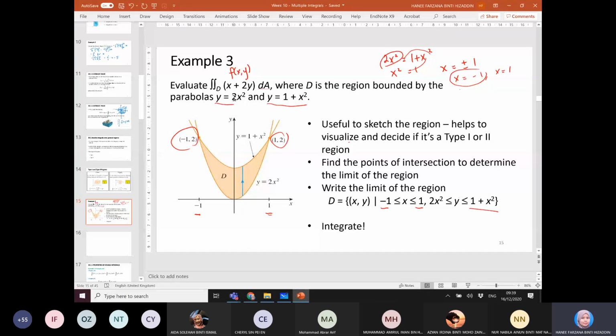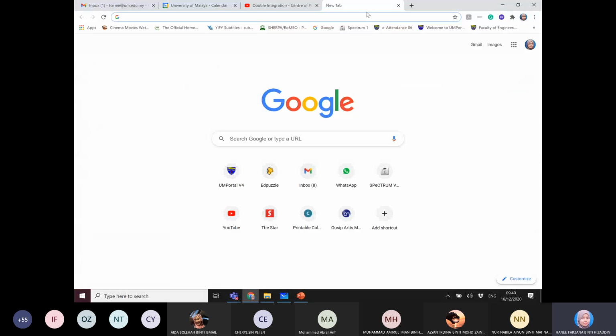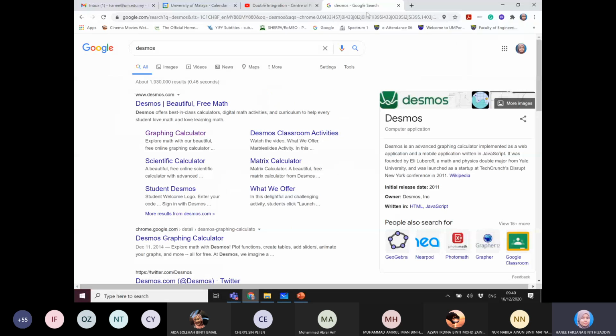In this case, you're given y equals 2x squared and y equals 1 plus x squared. So let's say in the test you're not given the region. How are you supposed to draw this region? How do you plan to do this? Any ideas? Use Desmos. This one. Graphing calculator.